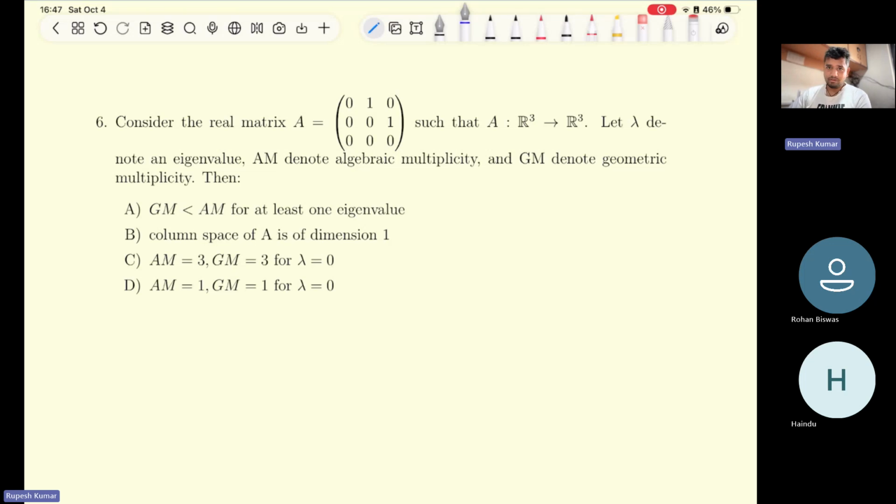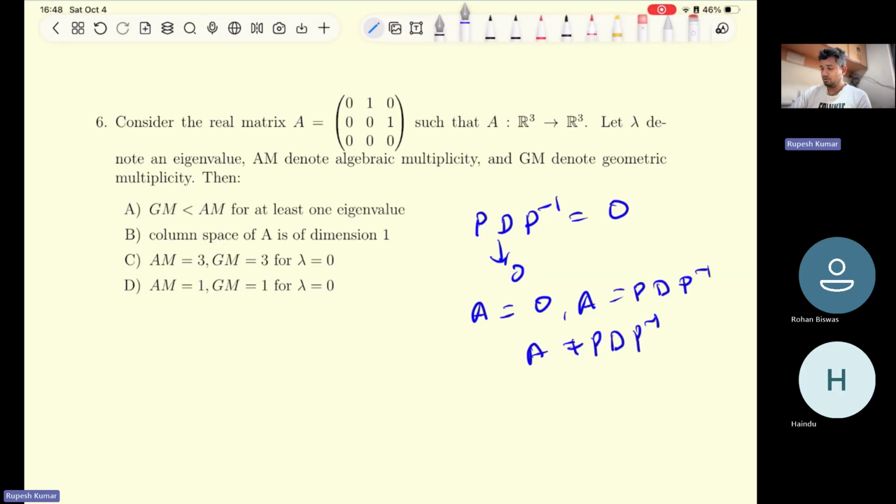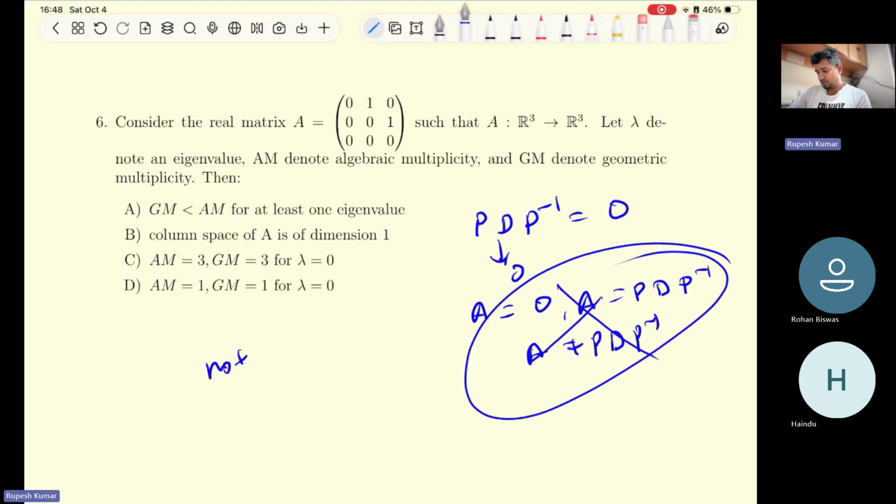What I'm saying is if all the eigenvalues are zero, then you're writing P, zero matrix, and P inverse, and it's not diagonalizable, right? If all the eigenvalues are zero, then PDP inverse will be zero. That says A equals 0 if you want to write it as A equals PDP inverse. This means A is not equal to PDP inverse. It's not diagonalizable, which means GM is less than AM, at least for one eigenvalue, right?